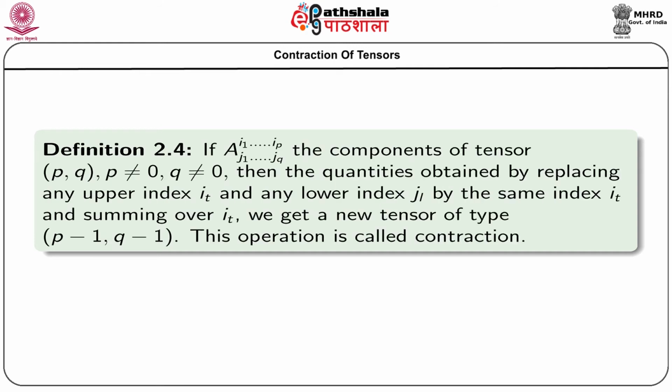If A I1, I2, IP and J1, J2, JQ are the components of tensor PQ, where p not equal to 0 and q not equal to 0, then the quantities obtained by replacing any upper index it and any lower index jl by the same index it and summing over it, we get a new tensor of type p minus 1, q minus 1, that is one less from the contravariant index and one less from the covariant index. This operation is called contraction.